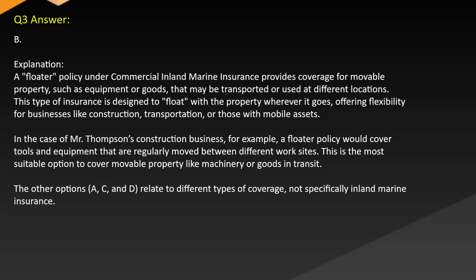In the case of Mr. Thompson's construction business, for example, a floater policy would cover tools and equipment that are regularly moved between different work sites. This is the most suitable option to cover movable property like machinery or goods in transit. The other options, A, C, and D, relate to different types of coverage, not specifically inland marine insurance.